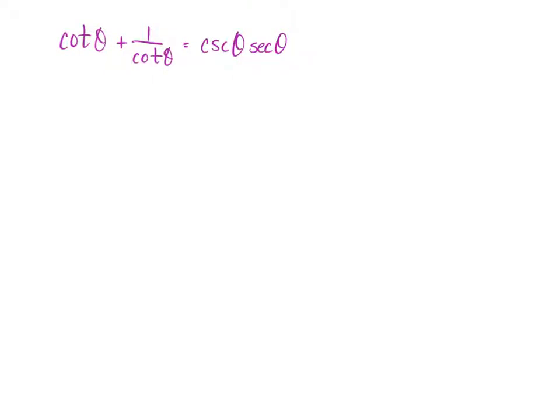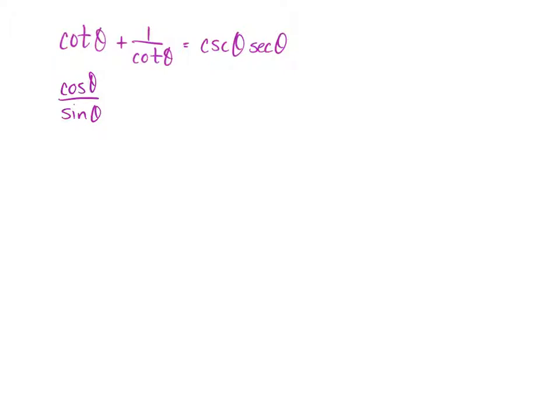For the trigonometry identities tonight, we have cotangent theta plus 1 over cotangent theta is supposed to equal cosecant of theta times secant of theta. And we are going to leave this side of the equation alone and only work with this side for now. So we can start by using our identity for cotangent as being cosine theta over sine theta.